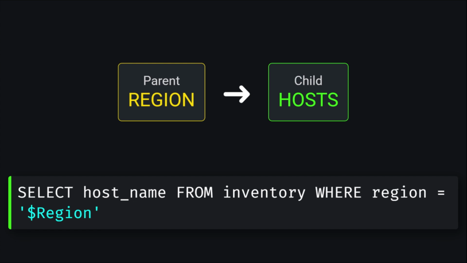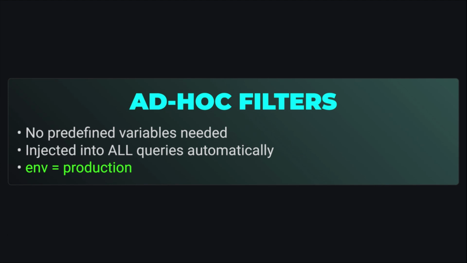If the parent variable is named region, the child variable SQL query becomes select distinct hostname from inventory where region = $region. Grafana automatically re-executes the child query whenever the parent variable selection changes. This dependency mechanism is fundamental for building complex ITSM dashboards that drill down from high-level service tiers to specific component metrics. Ad hoc filters provide dynamic key-value filtering capabilities without requiring predefined variables.